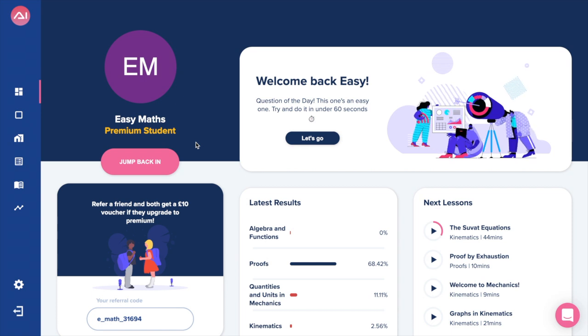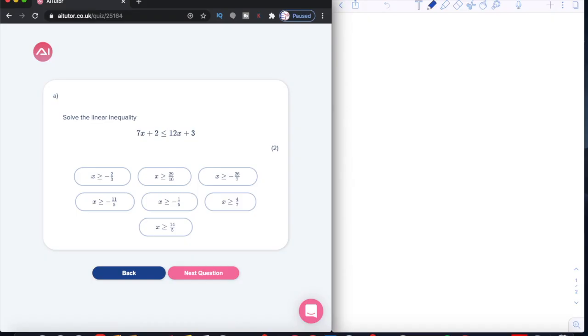But there is also a free version which has some really great features on it. So the dashboard shows this question of the day. It says the question of the day, this one's an easy one, try and do it in under 60 seconds. So if we click this, the question of the day is: solve the linear inequality 7x + 2 is less than or equal to 12x + 3. So this is a nice easy question. Let's just do this quickly.